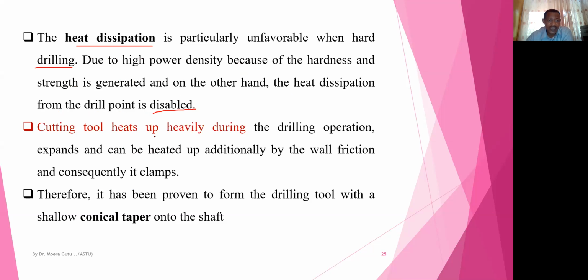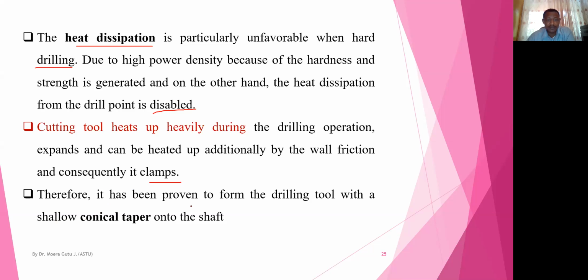The cutting tool heats up heavily during the drilling operation, expands and can be heated up additionally by the wall friction, and consequently it clamps, meaning it can fail. So at that time, the tool life is less, or you are going to replace your drill bit, and the machining economics is very low, meaning high manufacturing cost can be formed.